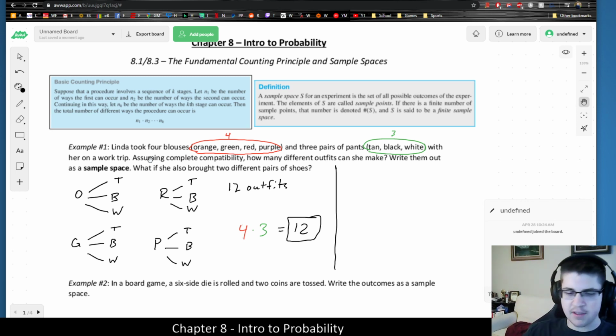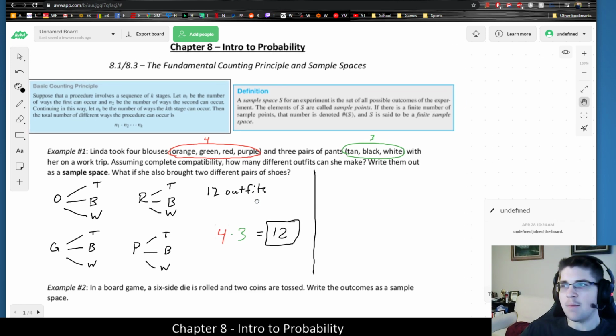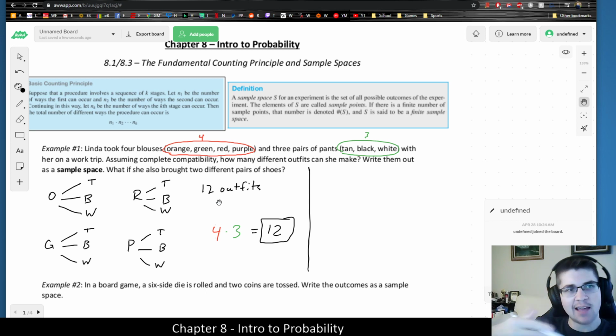And then the second part of this question asks, what if she also brought 2 pairs of shoes? Let's just say shoe 1 and shoe 2. You could put colors or whatever to them. But basically, that would multiply again, and it would stack like it would be 4 times 3 times 2. Or let's say she brought 7 pairs of shoes. It would be 4 times 3 times 7. Basically, you're multiplying the number of options together and assuming compatibility. If there are certain outfits that aren't going to work, obviously that would eliminate some of the choices.